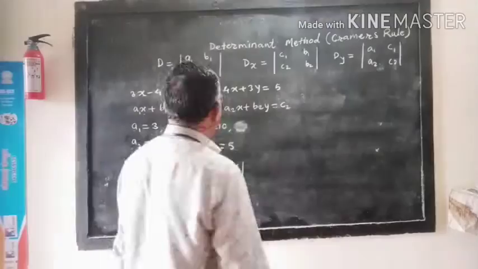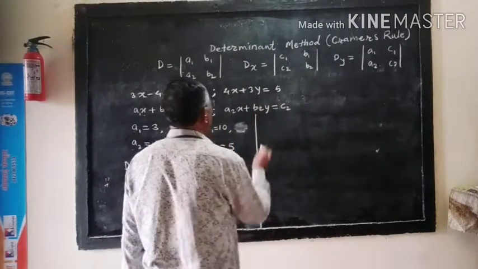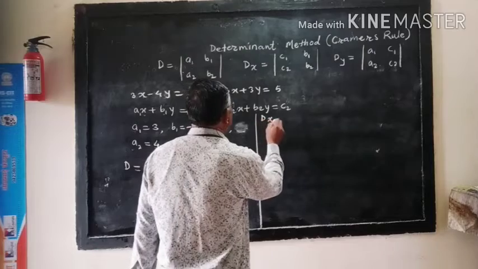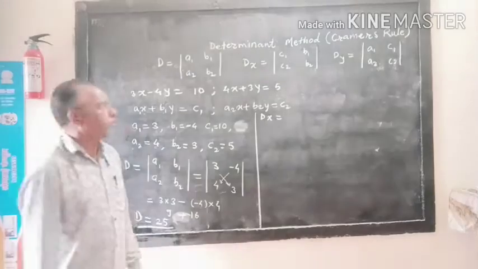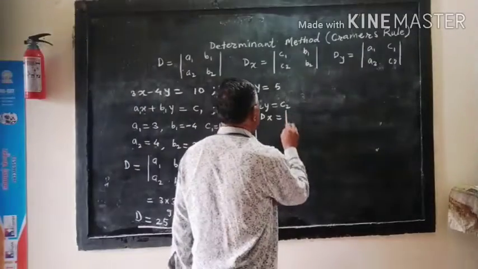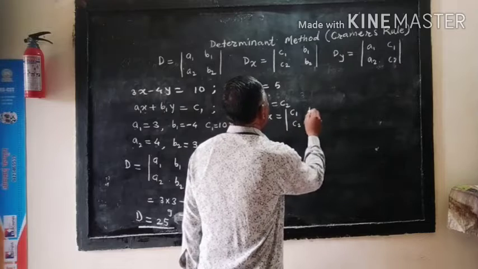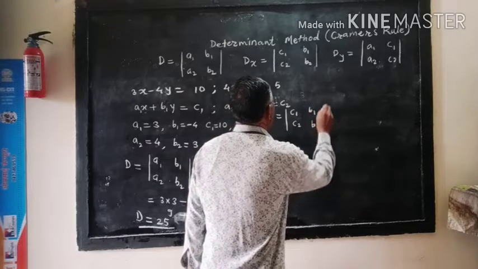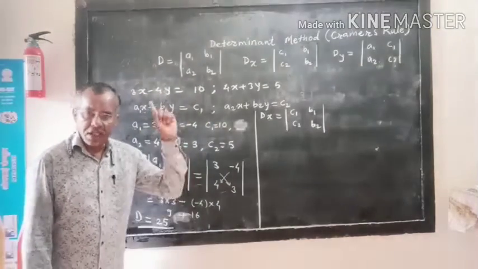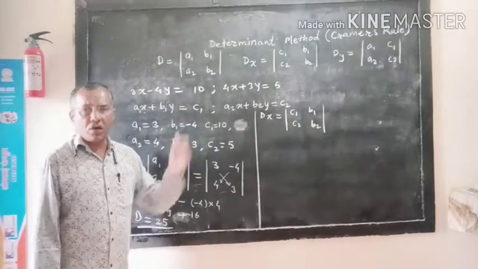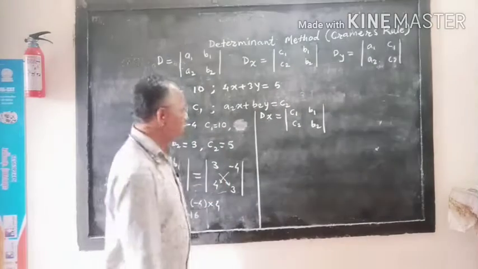And after that, we have to calculate d of x. What is d of x? d of x is the determinant c1, c2, b1, b2. In the value of d of x, c1, c2 takes the place of a1, a2 and b1, b2 remains as it is. Now put the values.